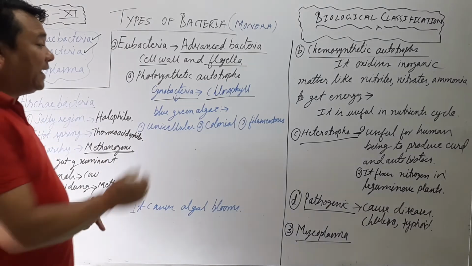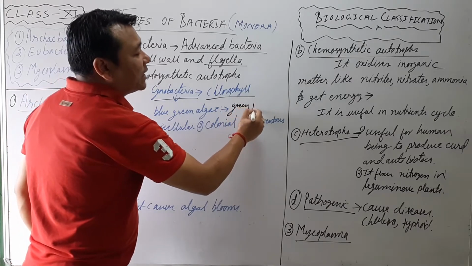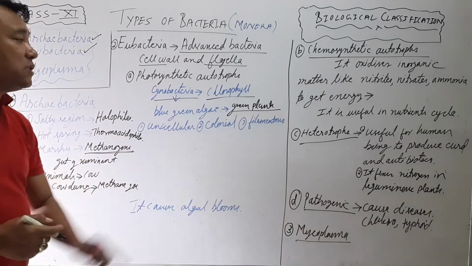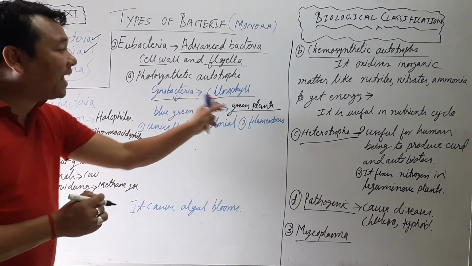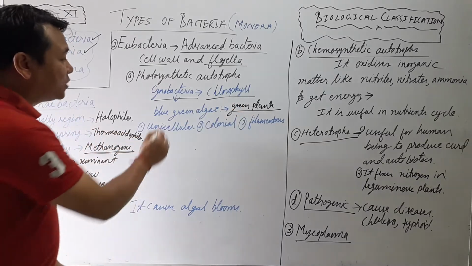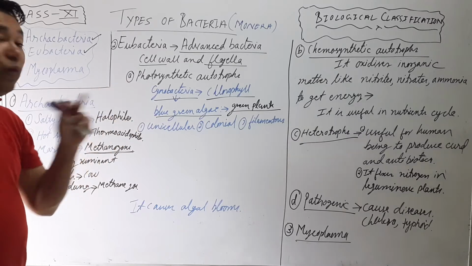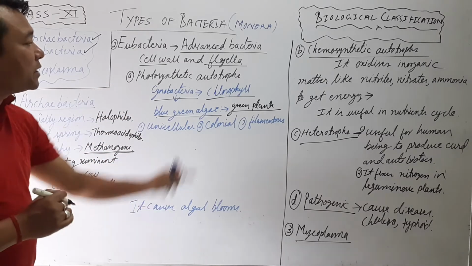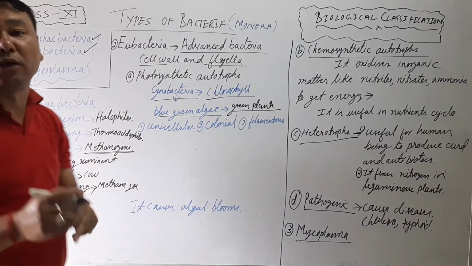Is that clear? And it acts like green plants. Due to the presence of chlorophyll, it prepares food and acts like green plants. That's why it is also called blue-green algae. Why do we call cyanobacteria blue-green algae? Due to the presence of chlorophyll, it prepares food like green plants.